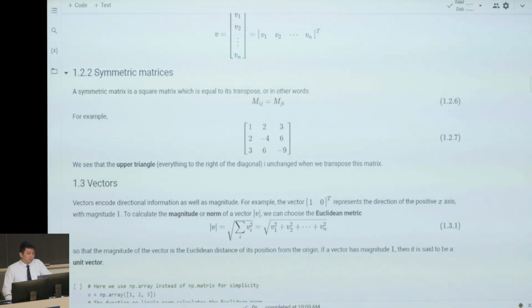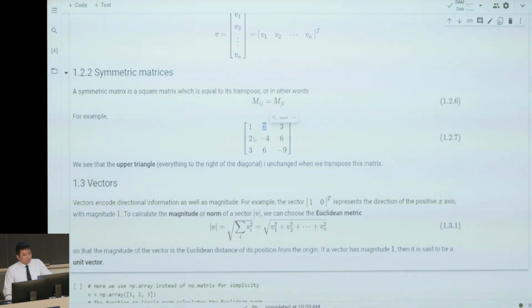All right. There's special matrices called symmetric matrices, and they have the same entries up here as their transpose. So 2, 2, 3, 3, 6, 6. These are the same numbers.